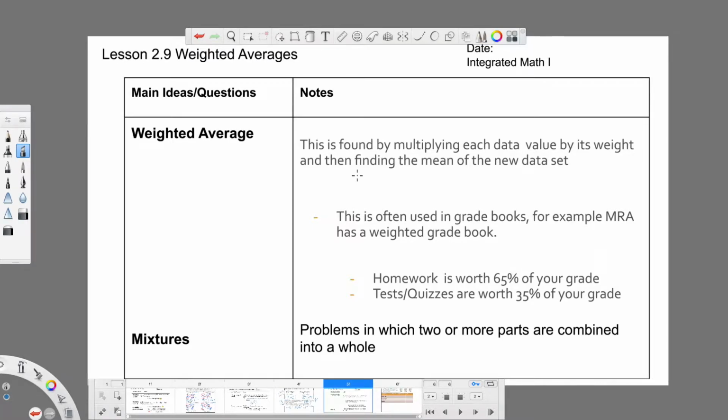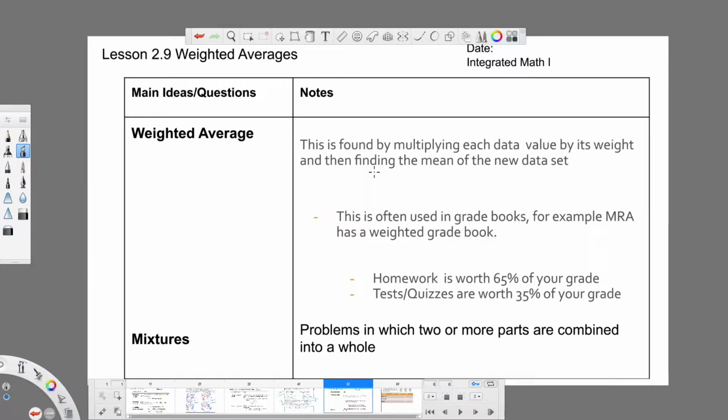So we are in Chapter 2, Section 9, called Weighted Averages for IM1. This is the end of Chapter 2. Weighted averages are pretty common, especially in school, but it happens in other places too. It is found by multiplying each data value or data point by its weight and then finding the mean of the new data set.